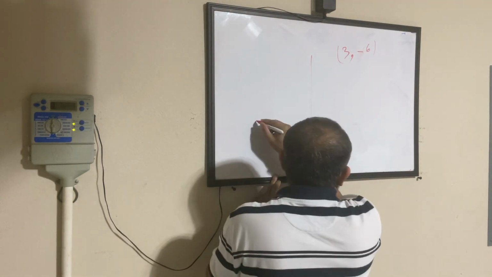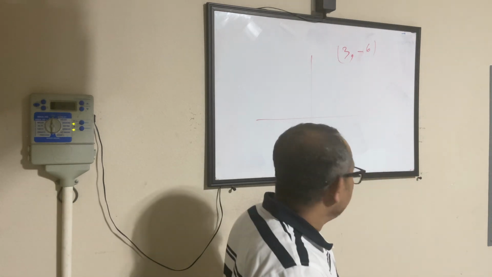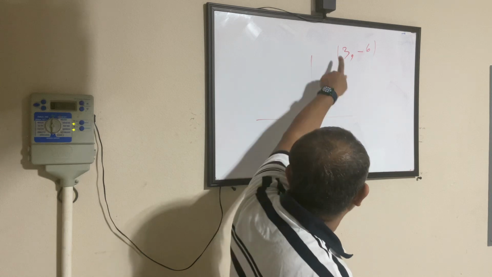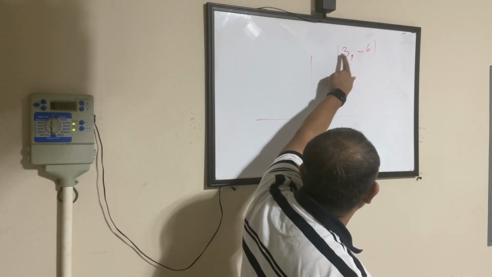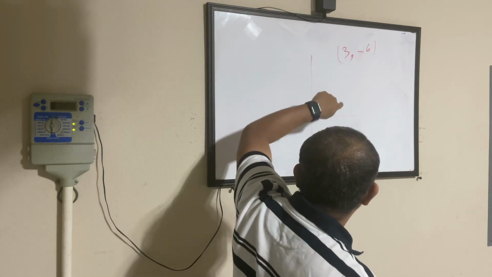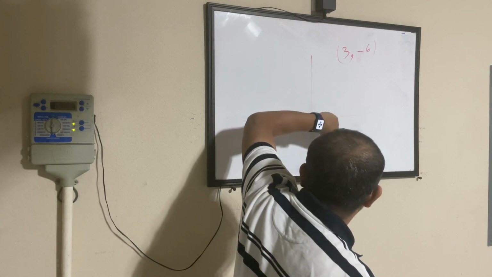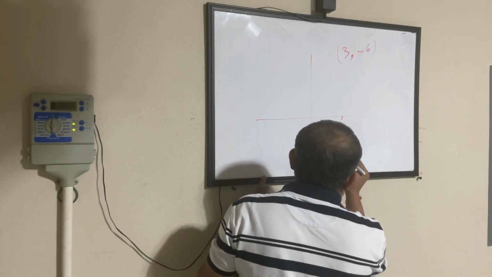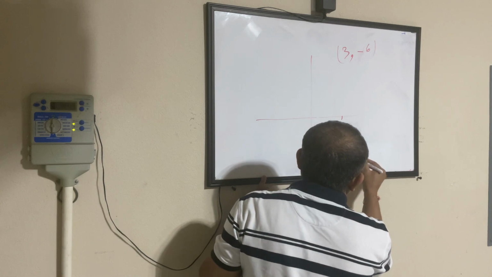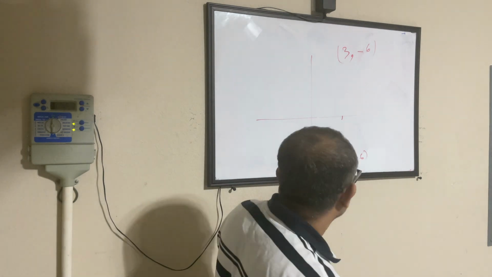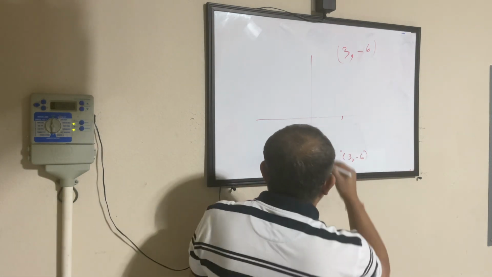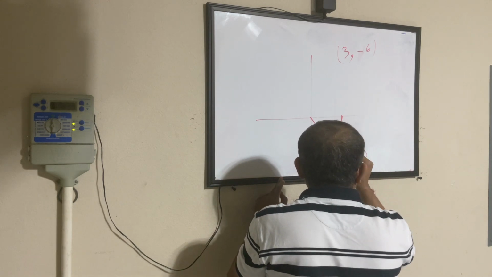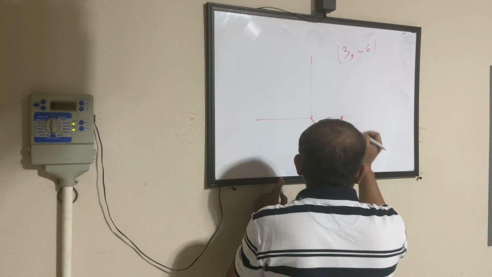First thing first, I will not rely on myself. I will try locating this point in the coordinate plane. 3, minus 6 means x is positive and y is negative. So we are talking about the fourth quadrant basically. So let's say this is 3, minus 6. This is the point we are talking about. Now I will join these two and drop a perpendicular at this point.